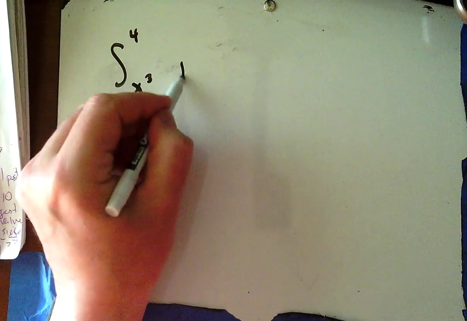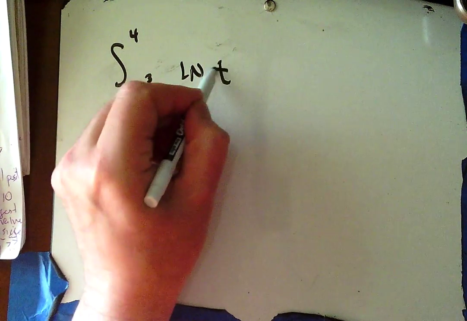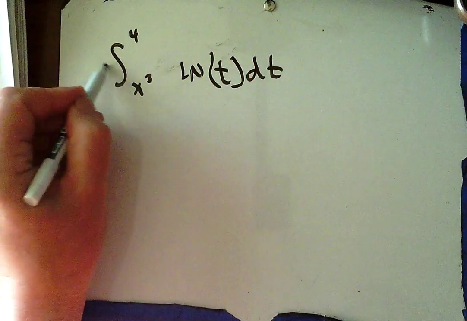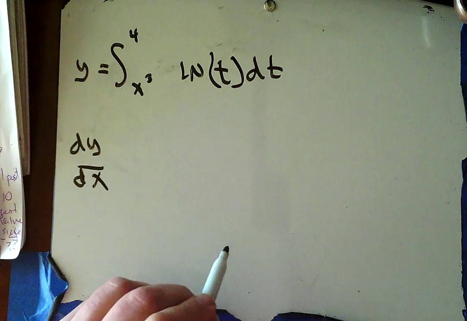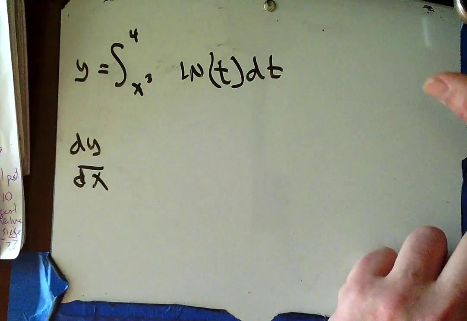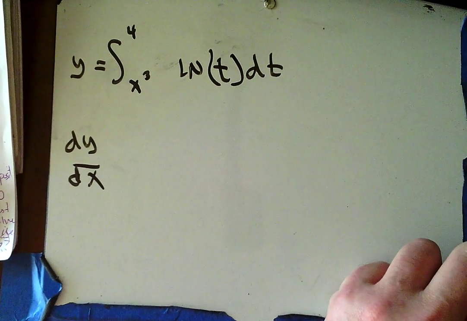Okay. And this one, how would you do this one? The integral from x to the third to 4 of ln of t dt is what y equals. And again, I want dy dx. All right, give this one a try, see what comes of it.